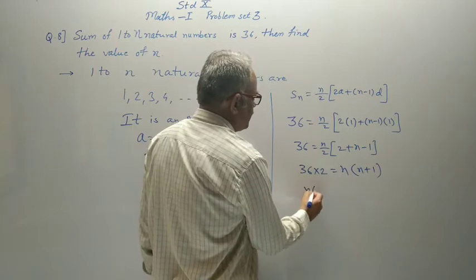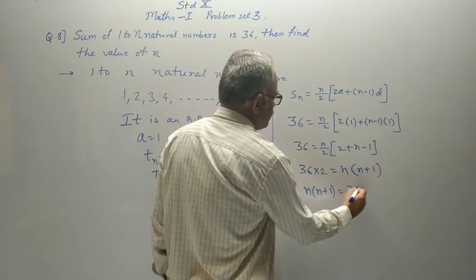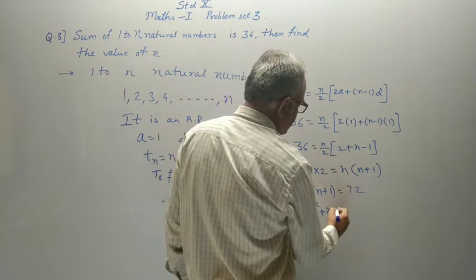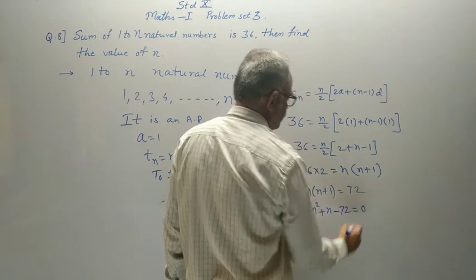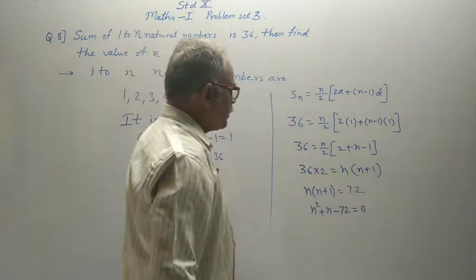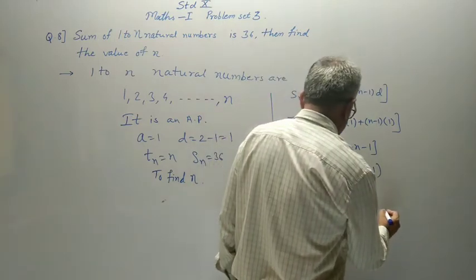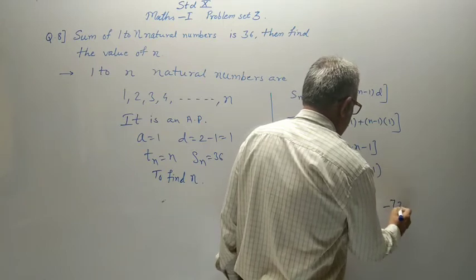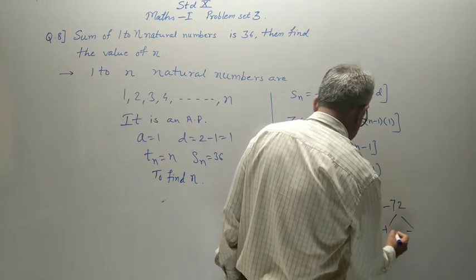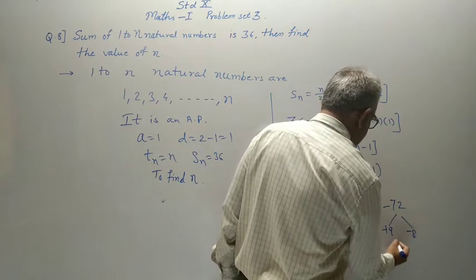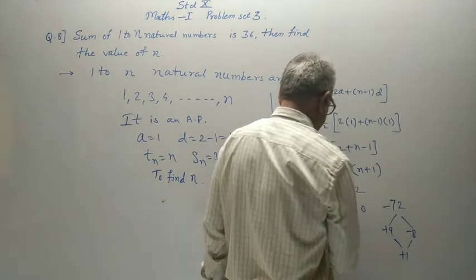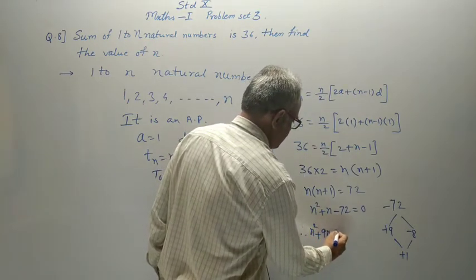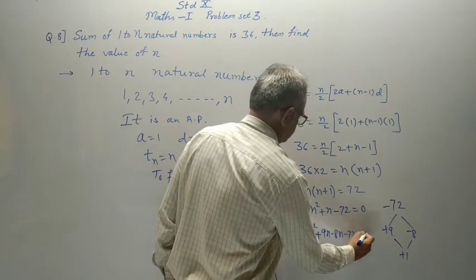So what we get? n into n plus 1 is 72. n square plus n minus 72 equal to 0. Now we have to factorize this and solve the quadratic equation. Negative 72 should be the product. Different signs, the greater will take the middle term sign. 9 and 8: plus 9 minus 8 will come plus 1, which we want here. Therefore n square plus 9n minus 8n minus 72 equal to 0.